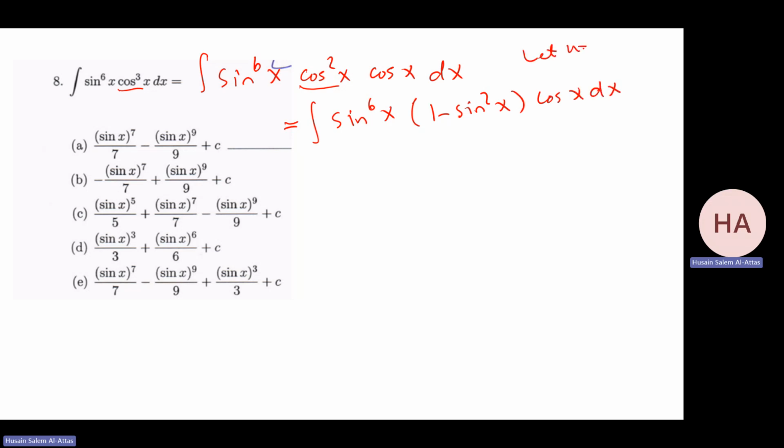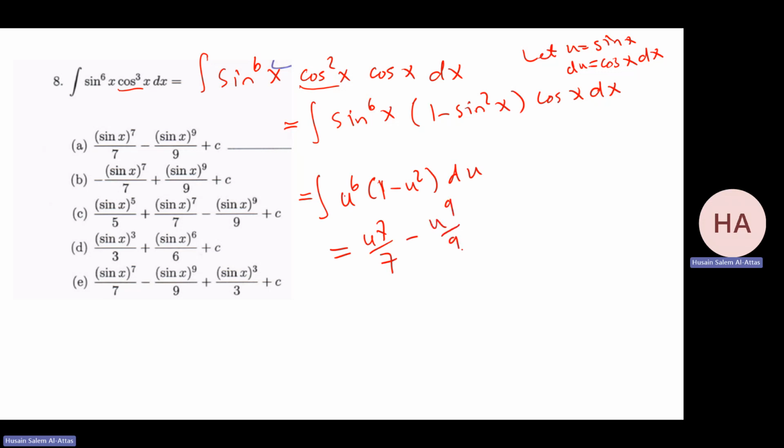So I let u to be sine. Yeah, this is easy, no need for minus sine. du will be cosine dx. That will be u to the power 6, 1 minus u squared du, which is u to the power 7 over 7 minus u to the power 9 over 9 plus c. Retain the u. That's an easy one. Sine x to the power 7 over 7 minus sine to the power 9 x over 9 plus c.